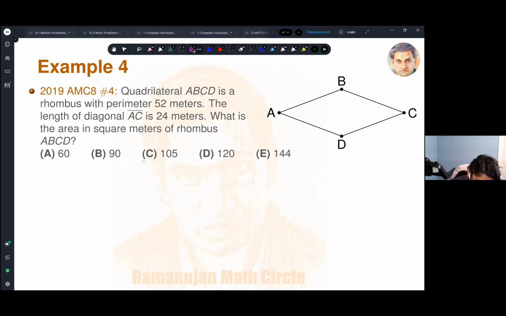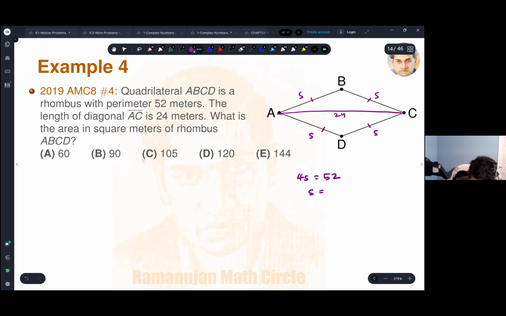Okay, so first off, let's label our side. So AC is 24. The perimeter of quadrilateral ABCD, which is a rhombus, is 52 meters. One thing about rhombi is that the sides are the same. So I'm going to let this side be S, S, S, and S. So 4S is equal to 52. S is equal to 13. So we know one of our sides is 13.